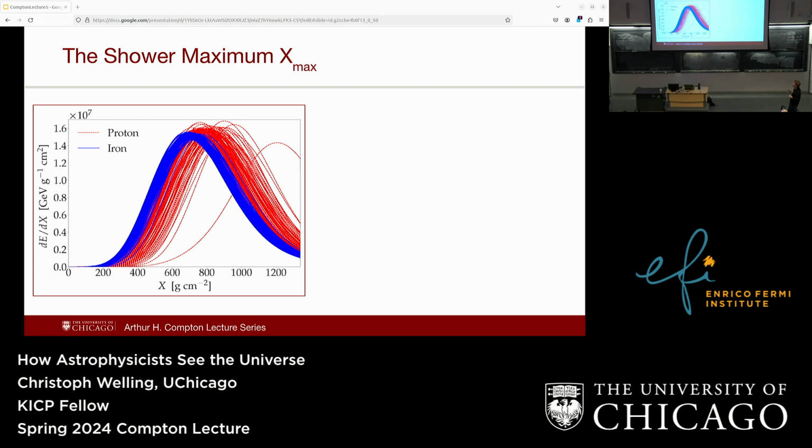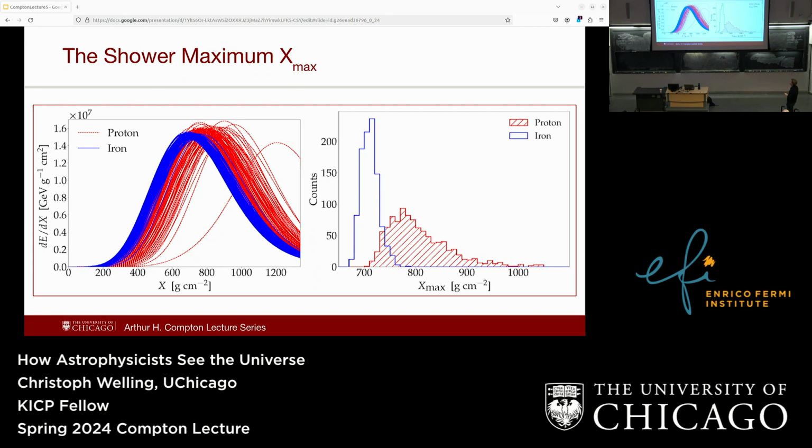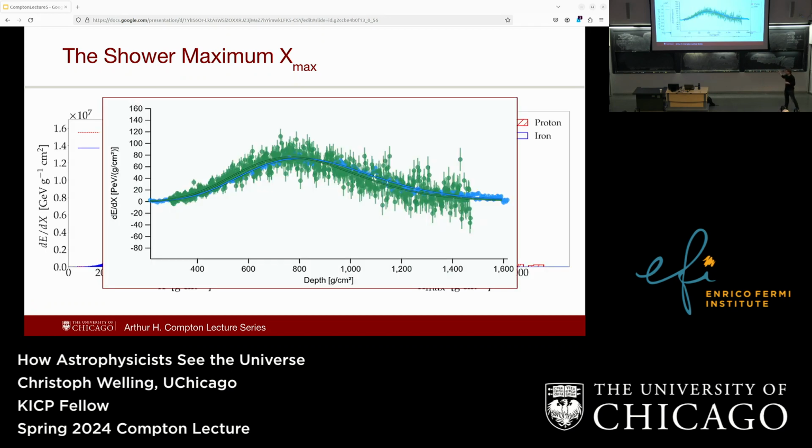And you can also see for protons, you have much bigger differences between showers than for iron. And so if you just look at at what depth in the atmosphere we see the most particles, and you make a histogram, you can see that for iron, they're all pretty close together and they're all pretty high in the atmosphere. For protons, they're all more scattered and they're much deeper in the atmosphere. And with these fluorescence detectors, we can see this directly, right? This is what these fluorescence detectors actually measure. They measure where in the atmosphere the shower dumps how much energy.